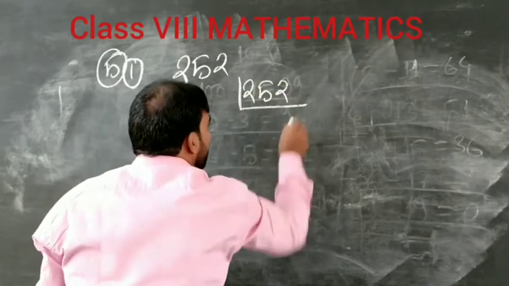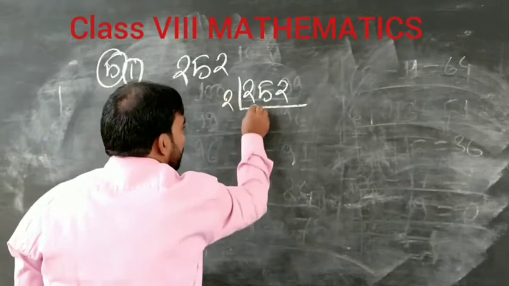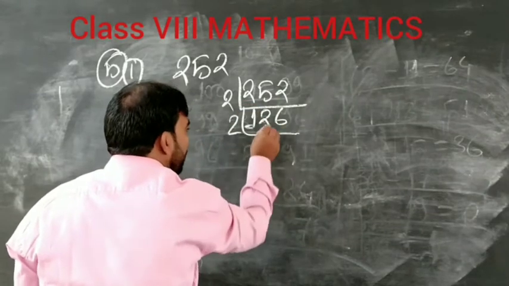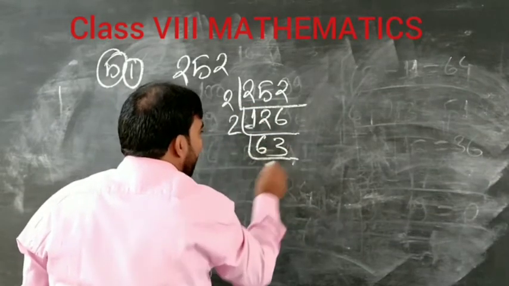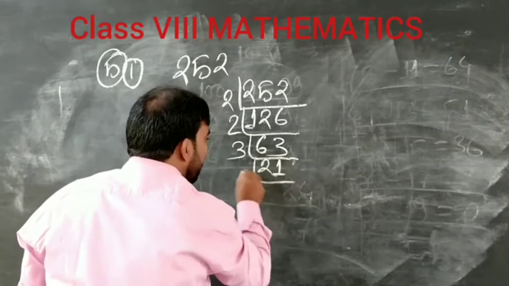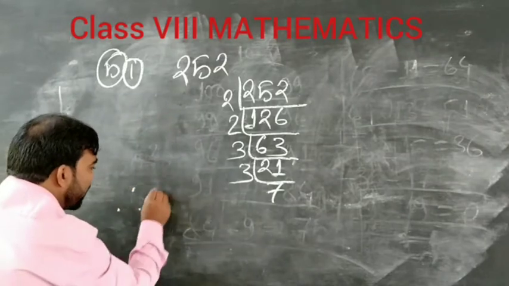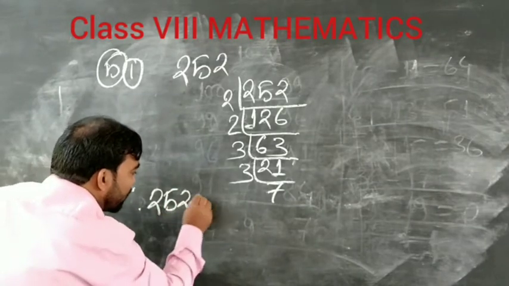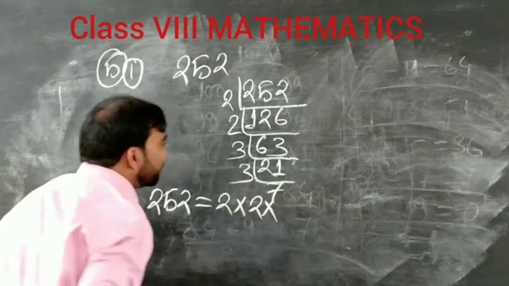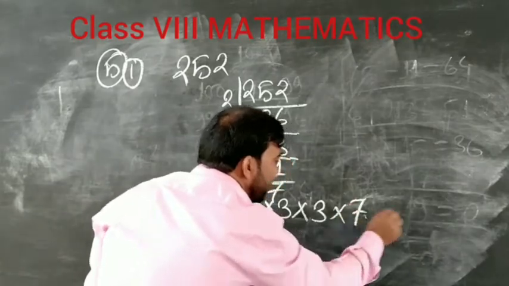For 252 we will do the prime factorization method. The number is divided by 2, 252 gives 126, again divided by 2, 63. Now divided by 3, 21. Again divided by 3, 7. So we can write 252 equals 2 into 2 into 3 into 3 into 7.